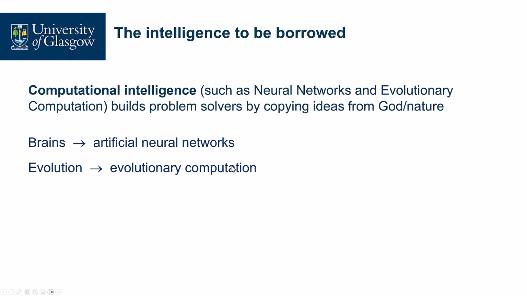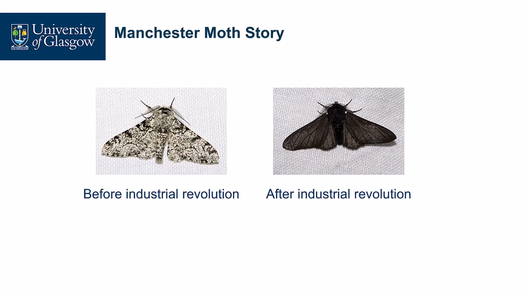To give you an example, let's see the Manchester mouse story. Here I show two pictures. Before the Industrial Revolution, the Manchester mouse looked like this. And after the Industrial Revolution, most of the mice look like this. What is the reason?